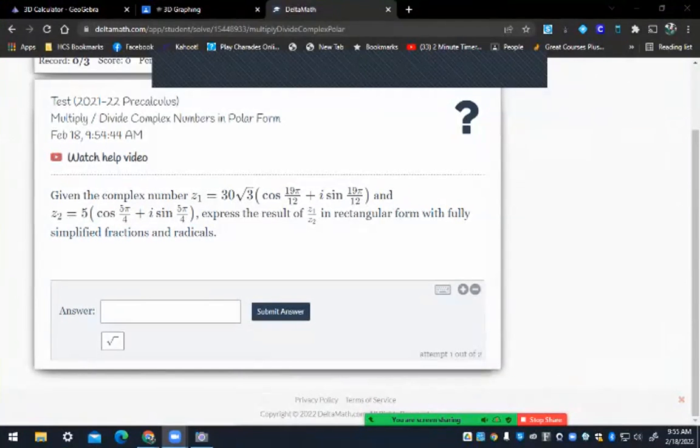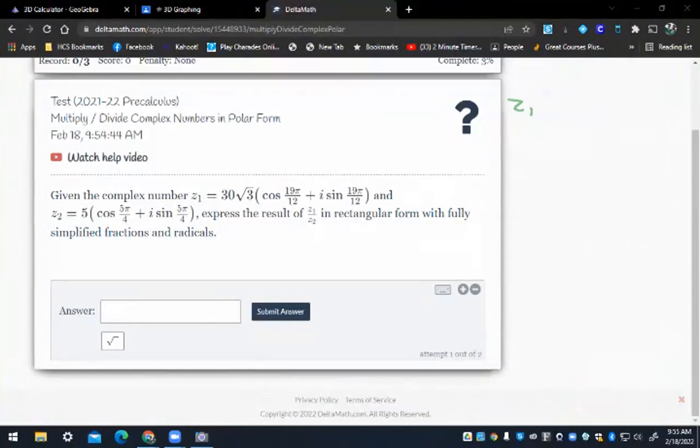All right, guys. So if you'll remember, if you have two complex numbers and you're going to multiply them together, then we said the format was R1 times R2, and then we had cosine of A plus B plus I sine A plus B. Right? Y'all remember that vaguely?